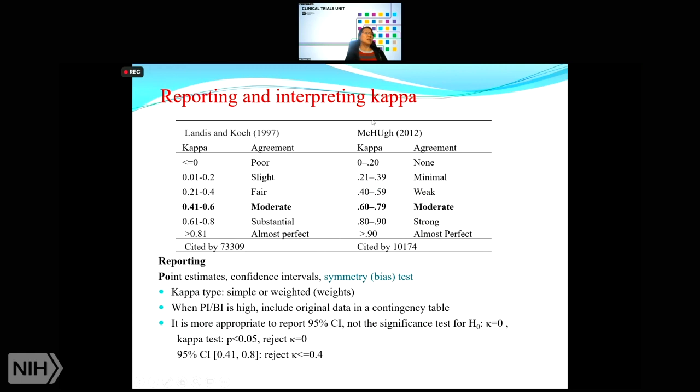To interpret kappa, we can use either of these two criteria. To report the kappa, we need to report not just point estimates, but also confidence intervals and the symmetry test. If you use the weighted kappa, we need to report the weights. When PI or BI is high, we may include the ordinal data in a contingency table. It is more important to report the 95% confidence interval than the significance test for the null hypothesis kappa equal to 0. For a significant kappa test, you reject kappa equal to 0. But if you have a confidence interval like 0.41 to 0.8, you can reject kappa less than or equal to 0.4.